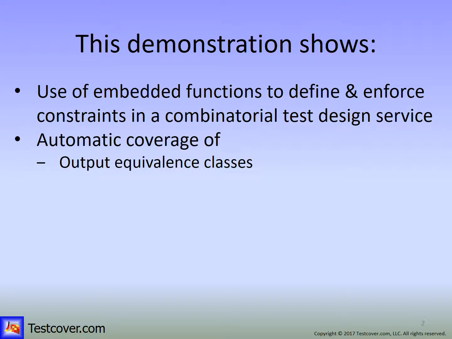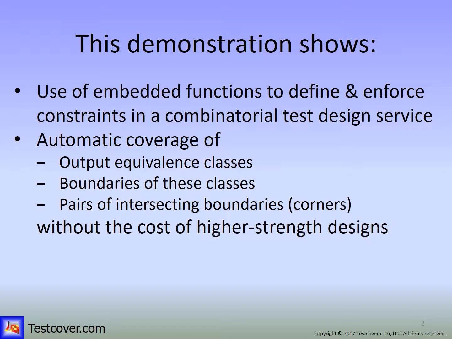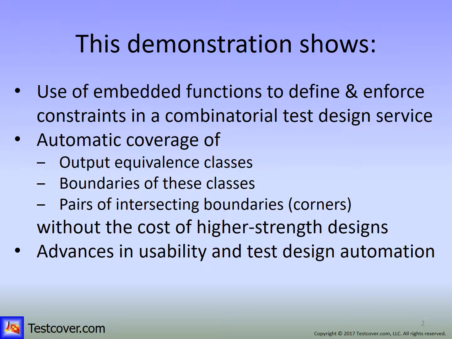These include coverage of equivalence classes of expected results, even when they depend on more than two test factors. Verification of equivalence class boundaries depending on multiple test factors. And verification of intersecting boundaries or corners. Without embedded functions, a higher strength combinatorial design would be needed, and higher strength designs have a cost of many more test cases. The demonstration illustrates how embedded functions can improve automation, accuracy, control, and flexibility in the test design process.